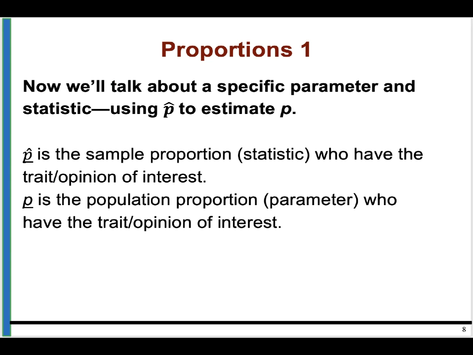We're going to look today at this specific parameter and a statistic. We're going to be talking about proportions for this lesson. So p hat is going to be the notation that we use for the sample proportion. This would be a statistic, and this is going to quantify the proportion of people or individuals who have some trait or some opinion of interest. P is what we're going to use to label the population proportion. This will be a parameter because we're interested in describing the entire population.